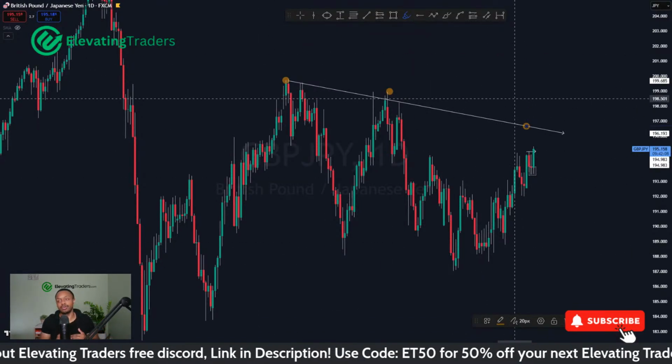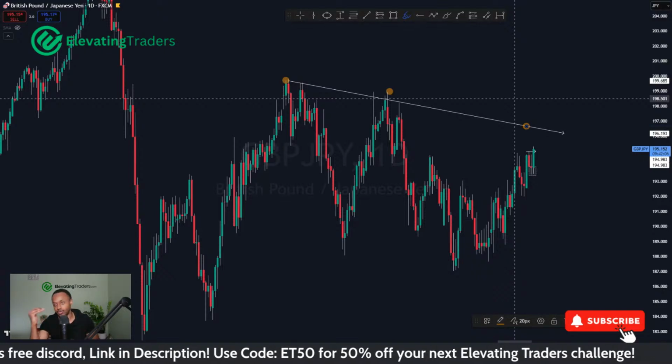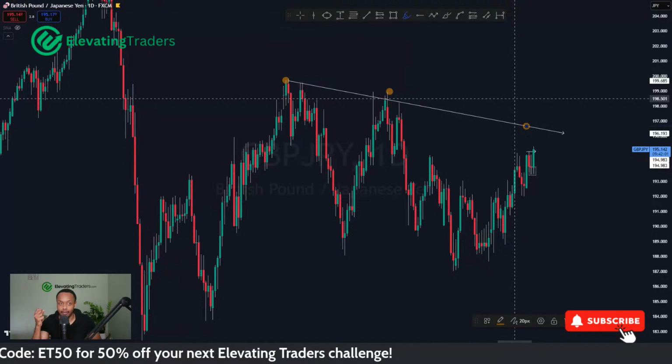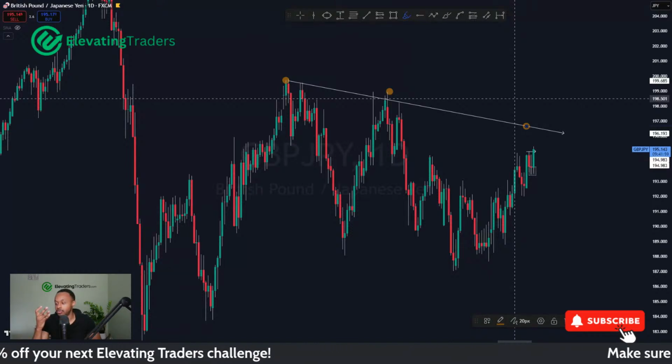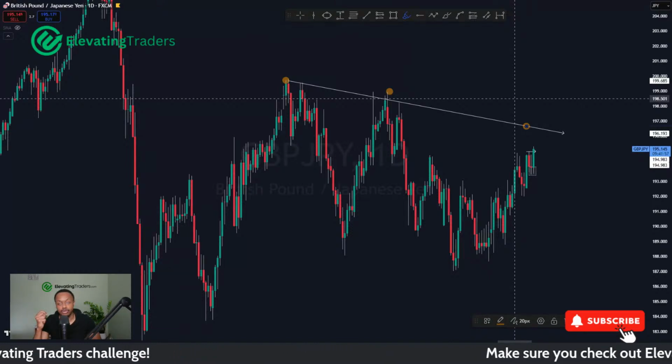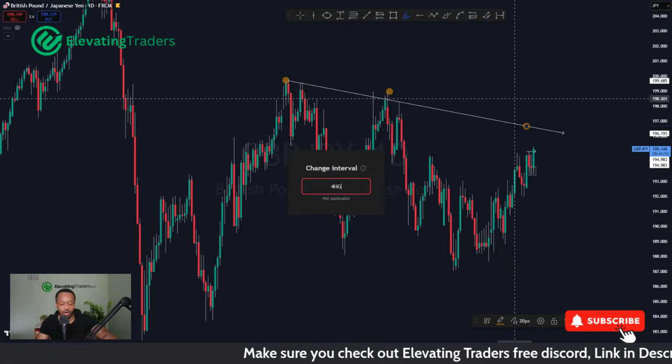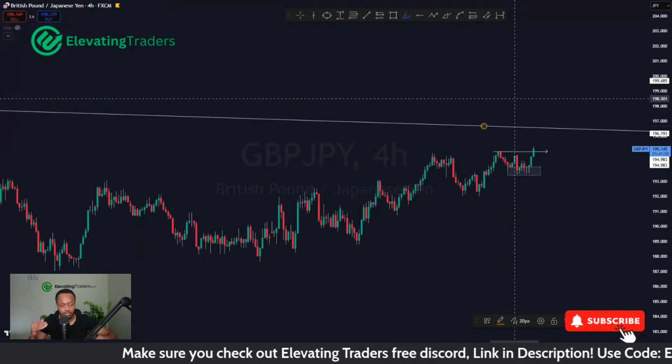But I do think we'll probably see a bit more upside first as we push into 186, maybe 187, before potentially we do see price come back down again. So I am pretty bearish long term, but pretty bullish short term. So it depends kind of what horizon you're looking at. You're looking for a short term play on pound yen.